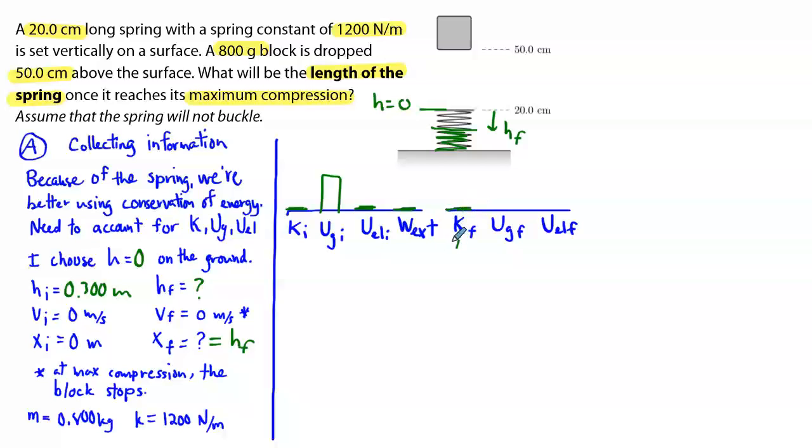And we know this because we know it's at max compression. So if it's at max compression, this means that it's about to change direction, and therefore the kinetic energy and the speed will be 0.